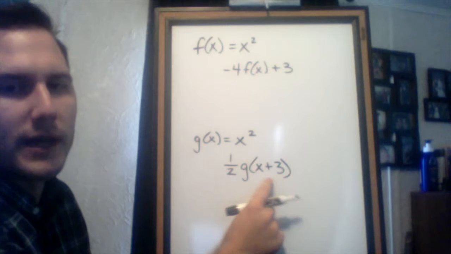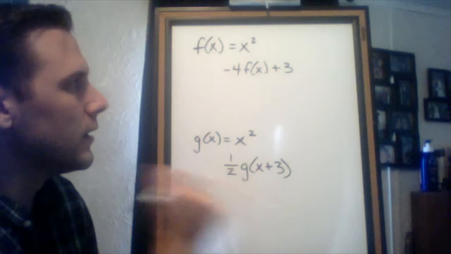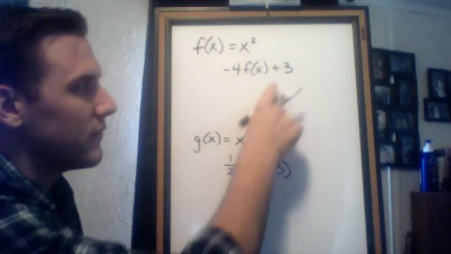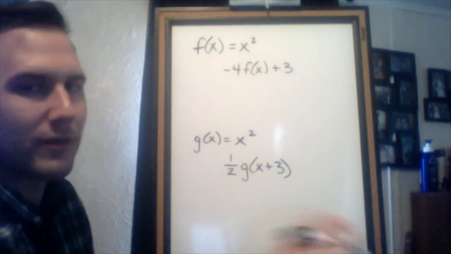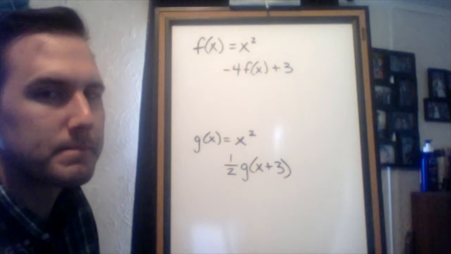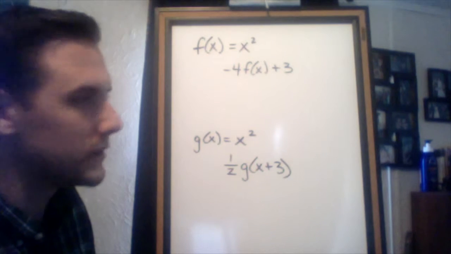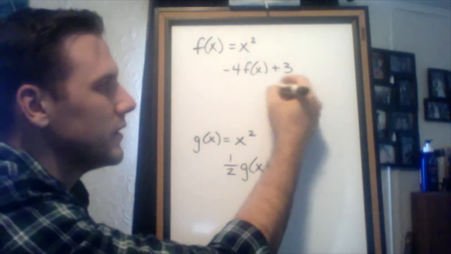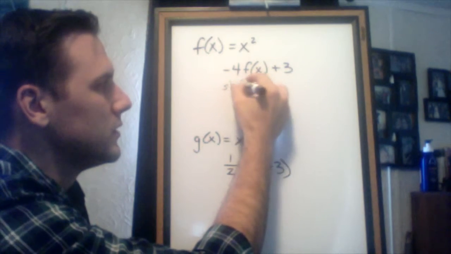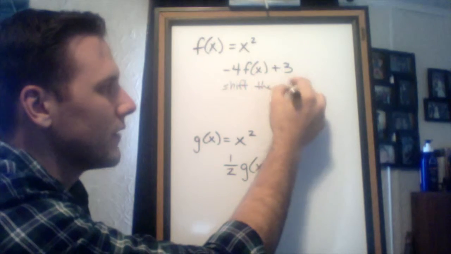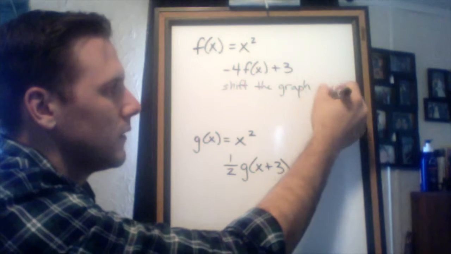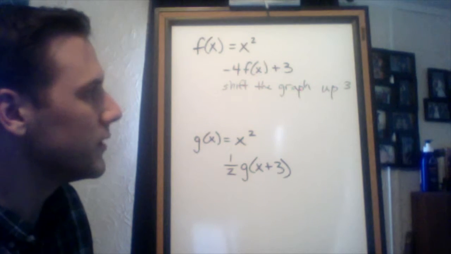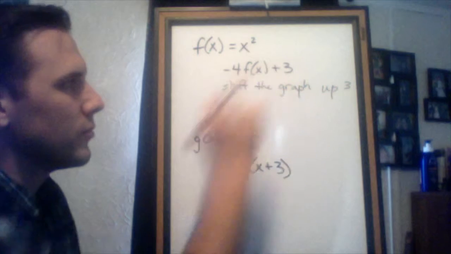Now, anytime you add a number outside of the parentheses, I want to specify that because if you look in question 5, they're adding inside and something different will happen there. You may remember this already, and I'll give you a second to think about it. What effect does adding a number outside the parentheses have on the graph? If you remember correctly, that is going to shift our graph up. So this +3 is going to shift the graph up 3 units. So that takes care of what the +3 does.